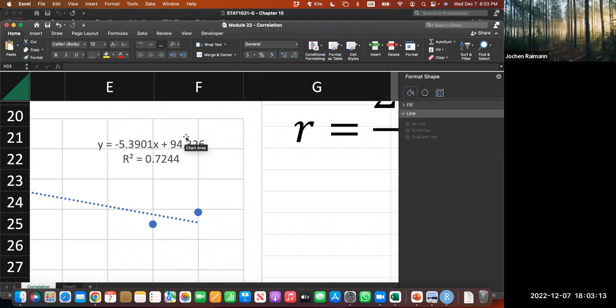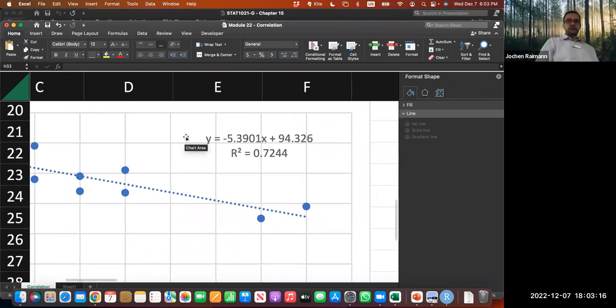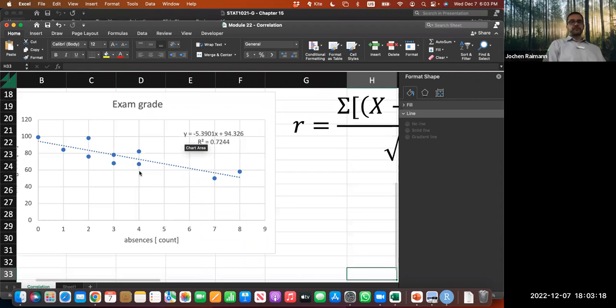The intercept is essentially where this line goes through the y-axis. So when you follow this line all the way to the y-axis, and when the x equals 0, you basically find your intercept. That's right here. That's at 94. So if you enter here 0, and you calculate minus 5.4 multiplied by 0, this drops out. It's only y equals 94.26. So that is your intercept.